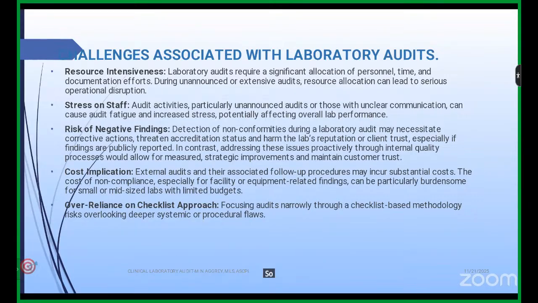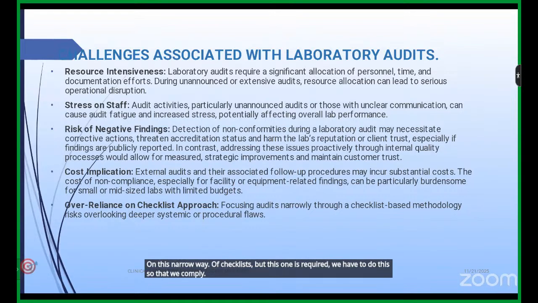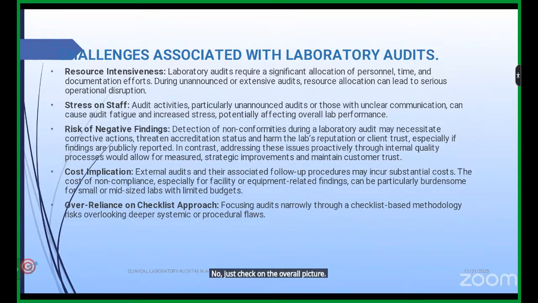So let us not prepare for audits on this narrow way of checklists, that this one is required, we have to do this so that we comply. No, just check on the overall picture. When you check on the overall picture, you'll be able to do it effortlessly, because you will have been accustomed to doing what is right, even if no one is seeing you.